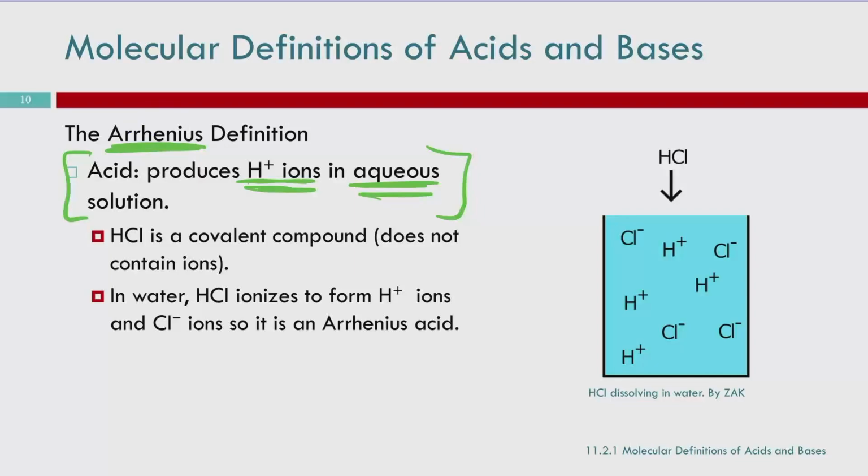I'm emphasizing that this is an Arrhenius acid because there are other definitions of acids and bases, one of which we will learn and several of which we will not learn. HCl, hydrochloric acid, is a covalent compound. Just by itself, HCl doesn't have any ions in it. If you add it into water, water goes crazy, rips it apart, and now you've got H plus ions and chloride ions. That makes it an Arrhenius acid.